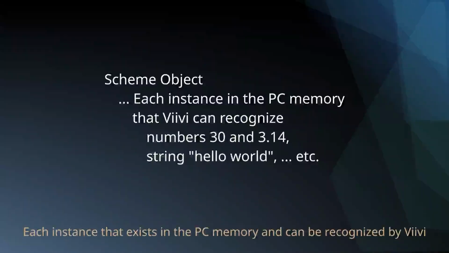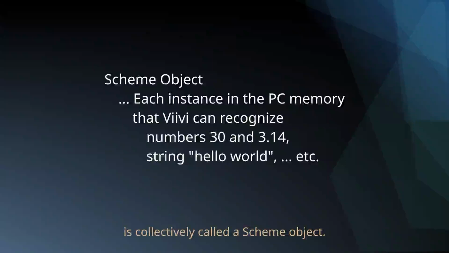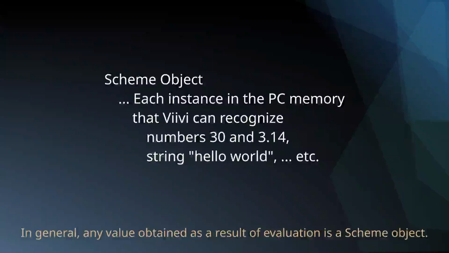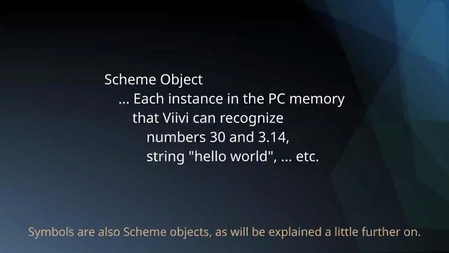Each instance that exists in the PC memory, and can be recognized by Viivi, is collectively called a Scheme object. The numbers 30 and 3.14, and the string Hello World, are examples of Scheme objects. In general, any value obtained as a result of evaluation is a Scheme object. Symbols are also Scheme objects, as will be explained a little further on.